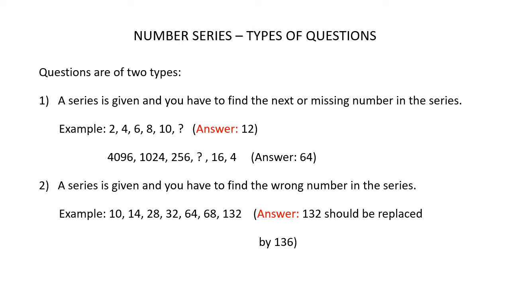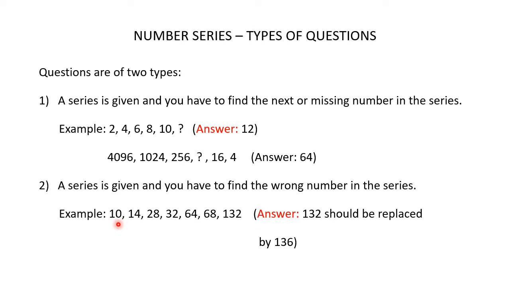The next type of series is wrong number series. In wrong number series, a series is given and you have to find the wrong number in the series. In the series of numbers, one number is wrong and you have to find which is the wrong number in the series. For example, 10, 14, 28, 32, 64, 68, 132. Here 132 is the wrong number. Let's see how.